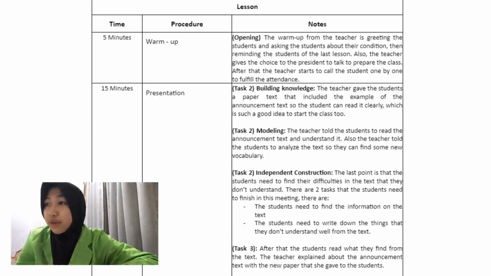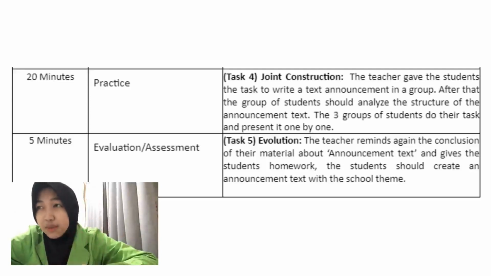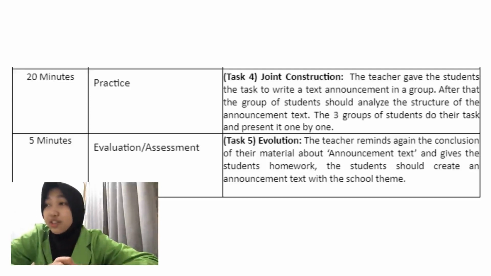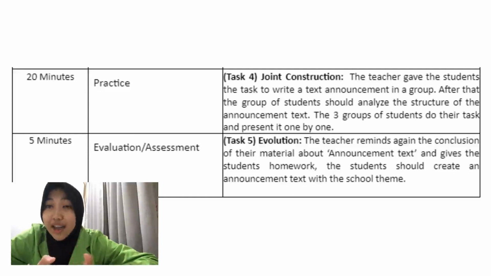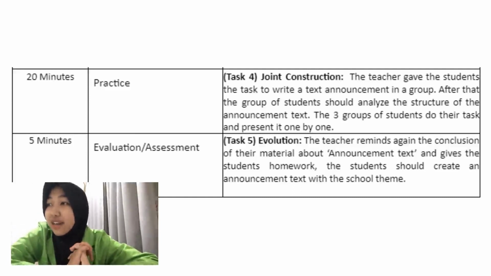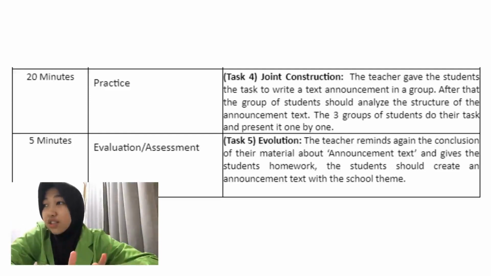And then for the practice, the teacher and the students spent 20 minutes. This is task 4, or joint construction. The teacher gave the students the task to write an announcement text in a group. After that, the groups of students should analyze the structure of the announcement text. And then the 3 groups that the students made do their task and present it one by one.